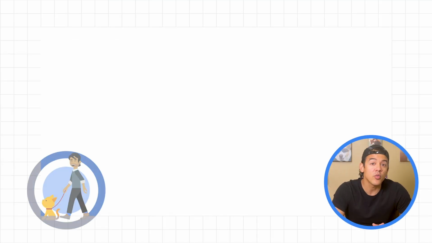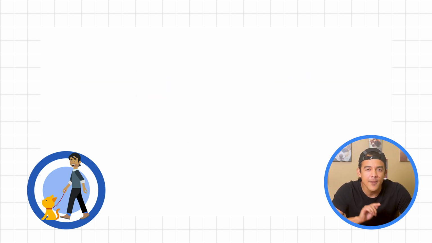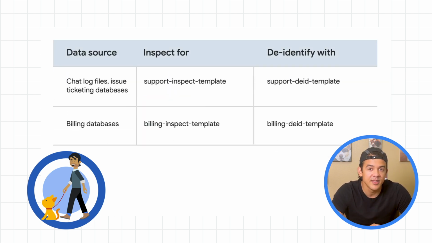Kitty Cat Walks has already been using DLP to inspect and de-identify different data sources like archived chat log files, issues from their ticketing system databases, and data that they collect from customers for billing. Chances are, if you're anything like Kitty Cat Walks, the data you want to protect may be from different sources, and you may want to inspect and de-identify that data consistently using the same configuration each time. This is where DLP templates come in.